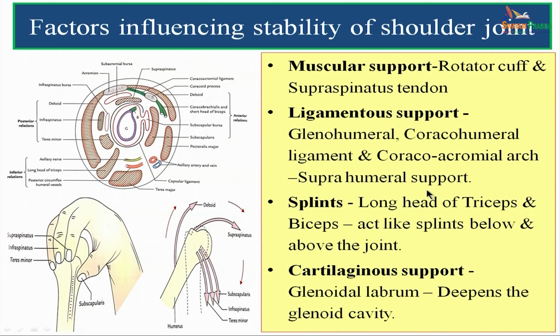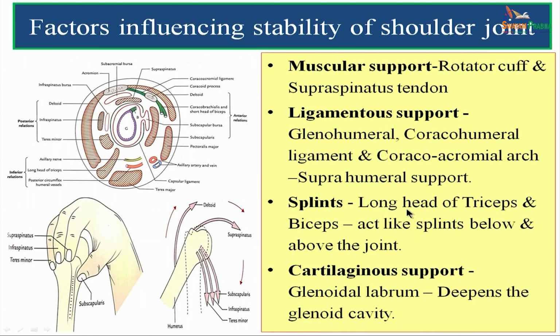What are the factors influencing the stability of shoulder joint? These can be categorized as muscular support, ligamentous support, splints and cartilaginous support. The muscular support is offered by rotator cuff and supraspinatus tendon. The ligamentous support is by glenohumeral ligament, coracohumeral ligament, coracoacromial arch. These will support the upper part of the shoulder joint, forming suprahumeral support.